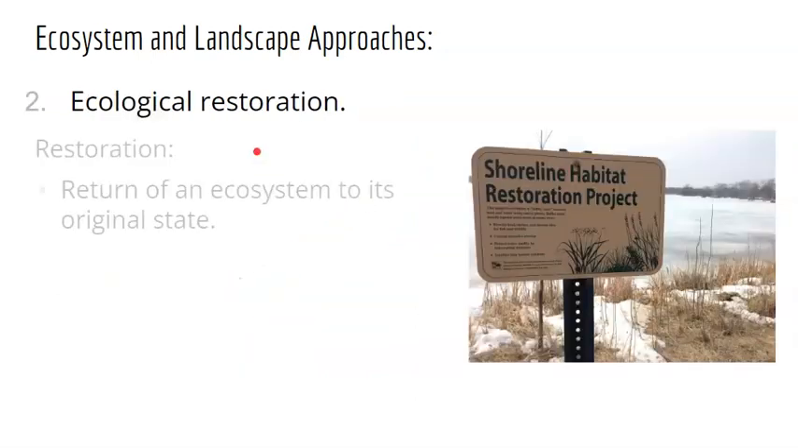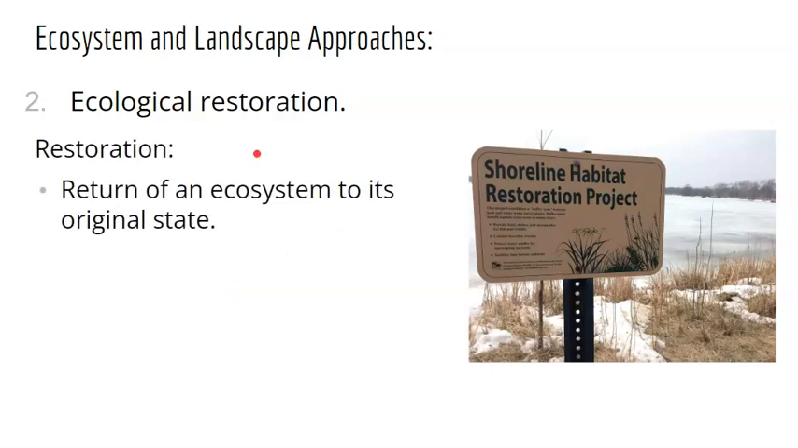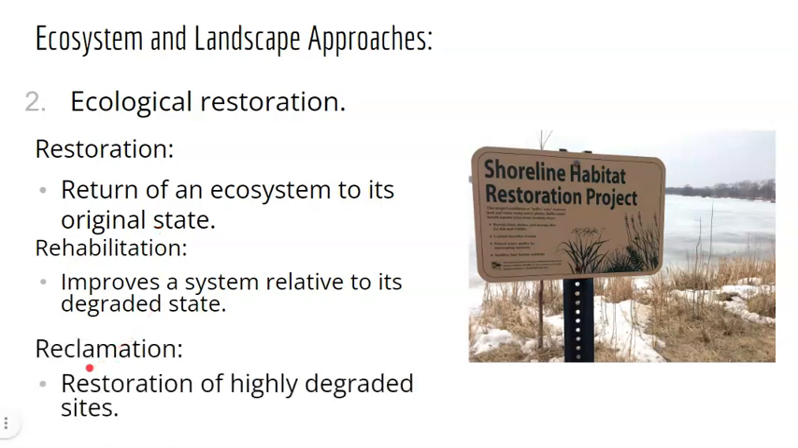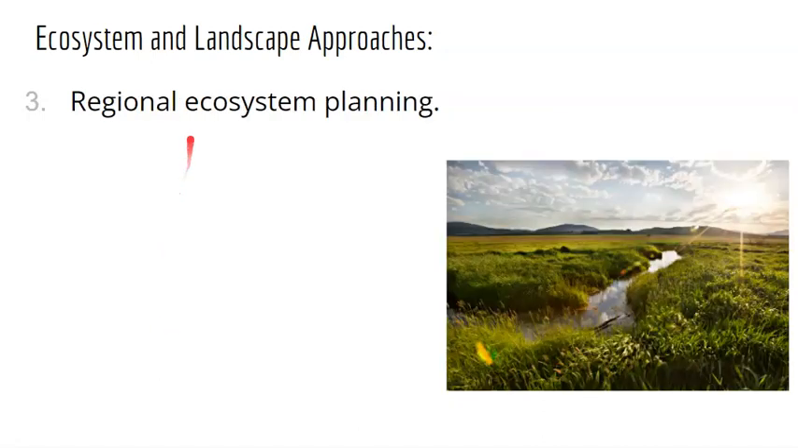There's also ecological restoration, and restoration is the return of an ecosystem to its original state, which we sometimes can do really well, and sometimes we're just getting close. And then rehabilitation improves a system relative to its degraded state, and usually that degradation is because of human impact. And then reclamation is restoring highly degraded sites, so sites that maybe weren't even livable anymore. We are able to bring them back as habitat.